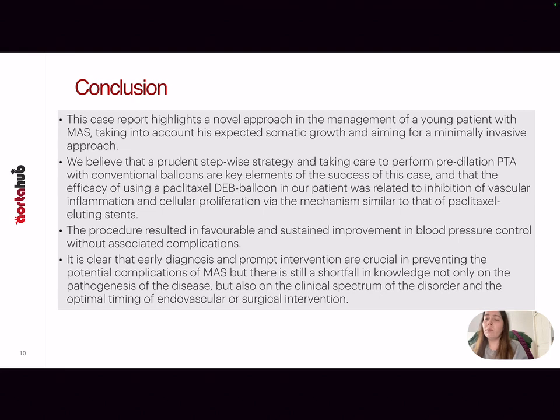He had a sustained improvement in blood pressure control. He did not show any complications associated with treatment, and we avoided open surgery or a more aggressive approach for such a young patient. We do think that diagnosis and prompt intervention are crucial in this pathology, but we also think that we know very little of the pathogenesis of the disease, and we need to investigate better options for less invasive treatment and what would be the optimal timing for endovascular or surgical intervention in these patients.